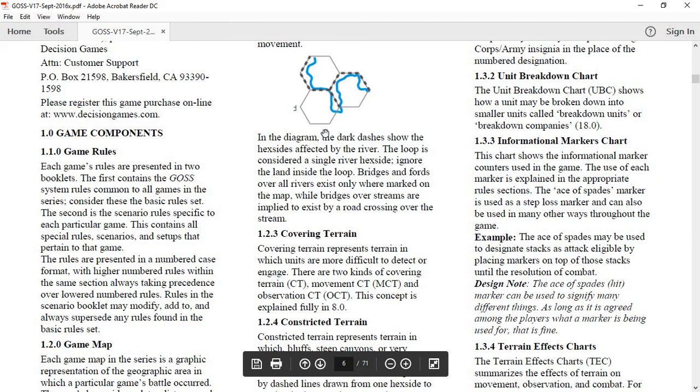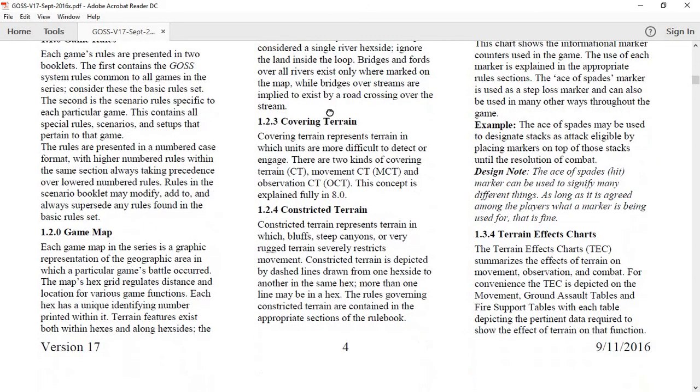In the diagram here, the dark dashes show the hex sides affected by the river. The loop is considered a single river hex side. Ignore the land inside the loop. Bridges and fords over all rivers exist only where marked on the map, while bridges over streams are implied to exist by a road crossing over the stream.